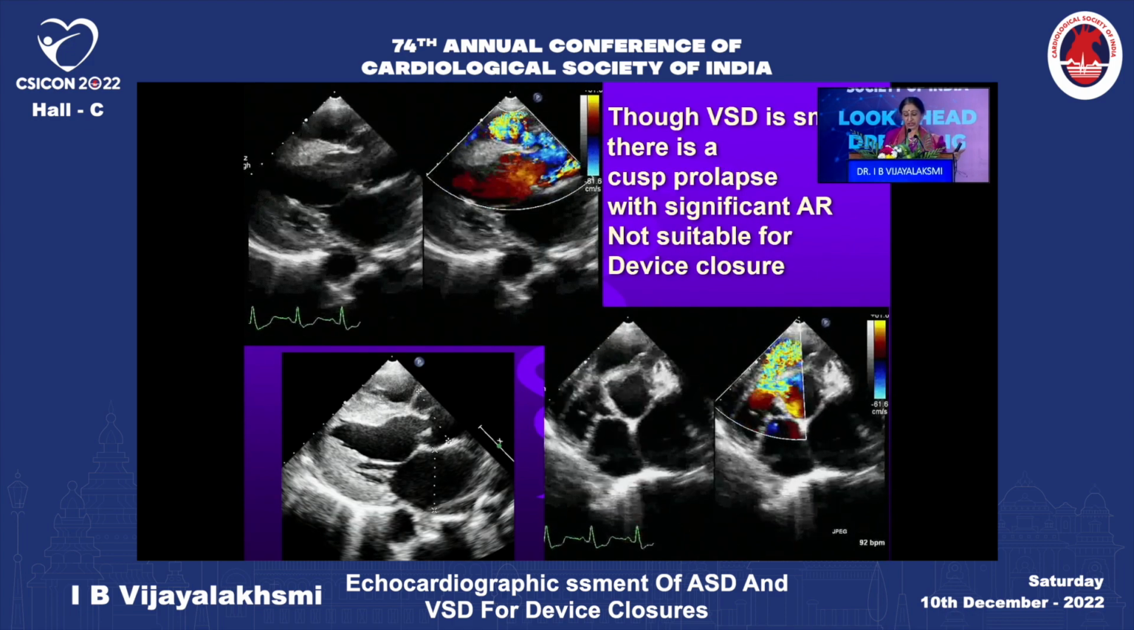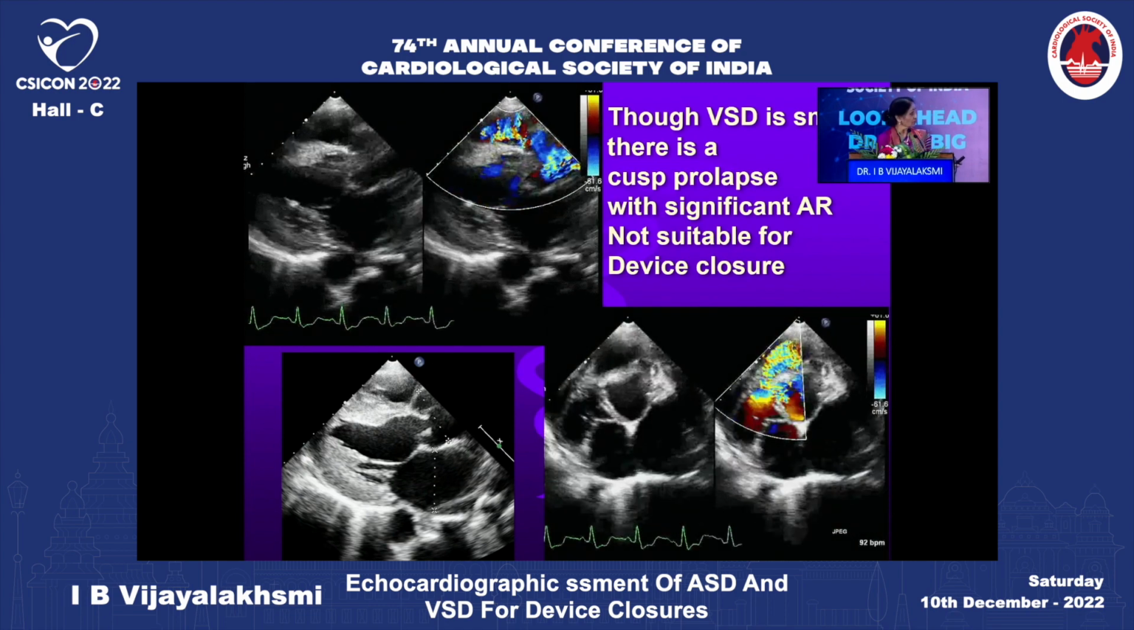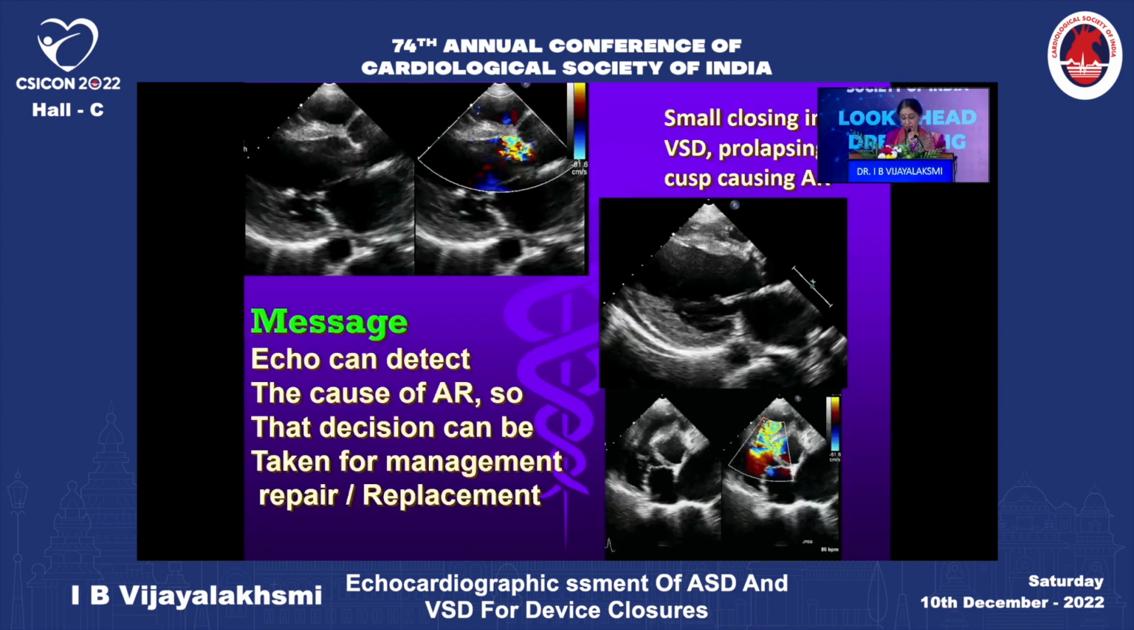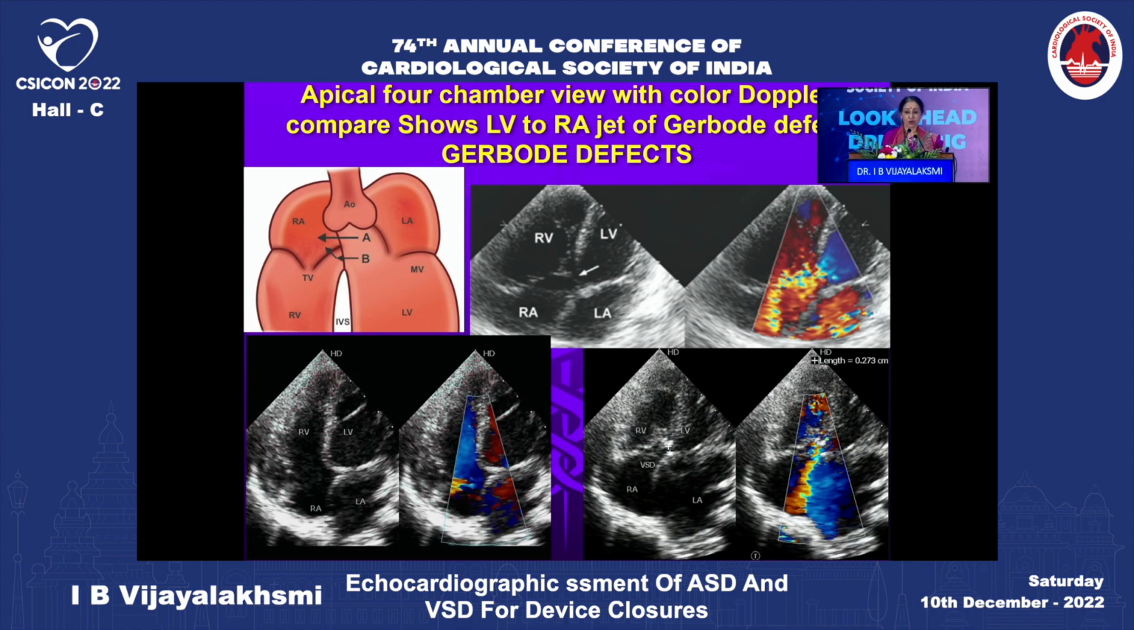So we have to change our thought, because cusp prolapse is one thing which will lead to significant AR, and then we cannot do the non-surgical closure. So the message is, however small it is, you have to assess it properly.